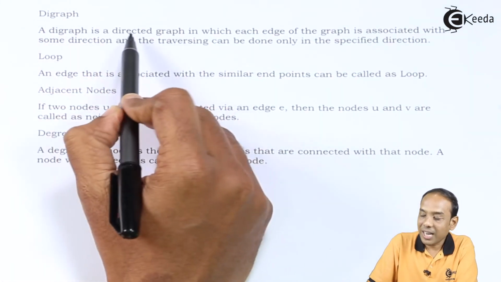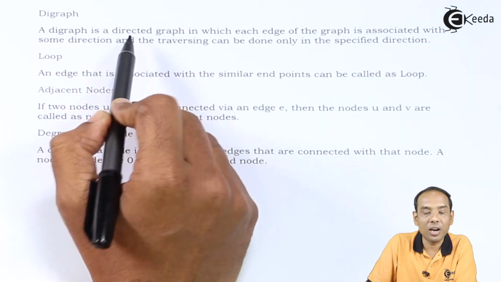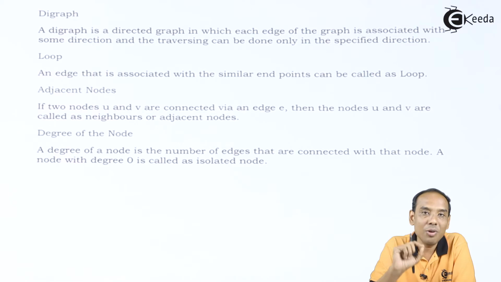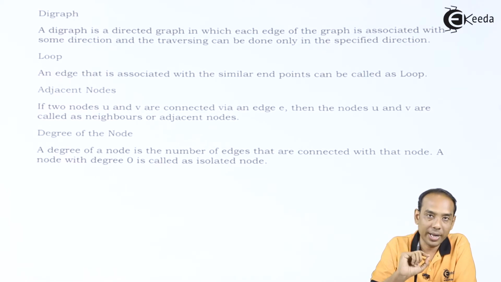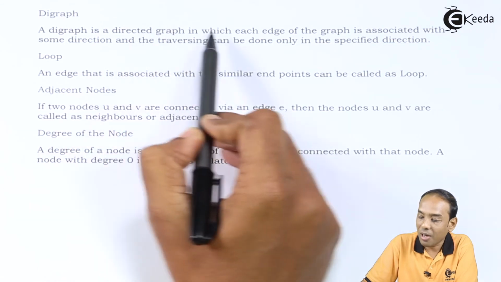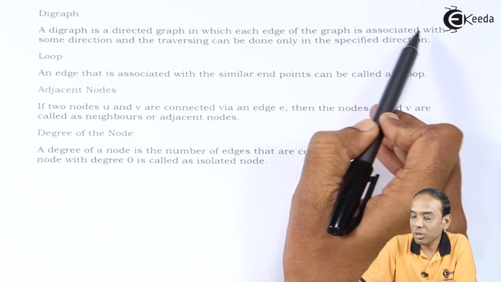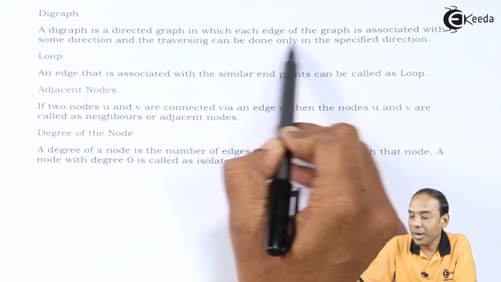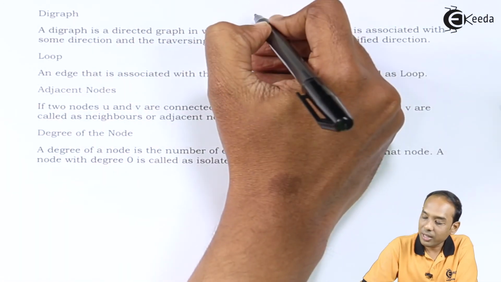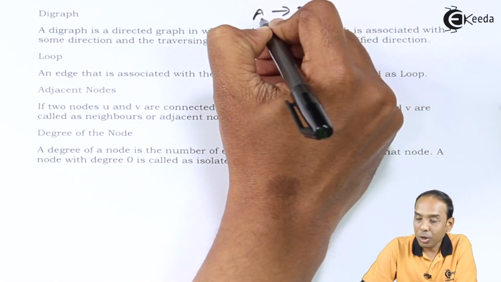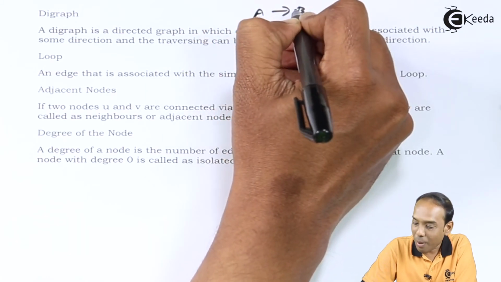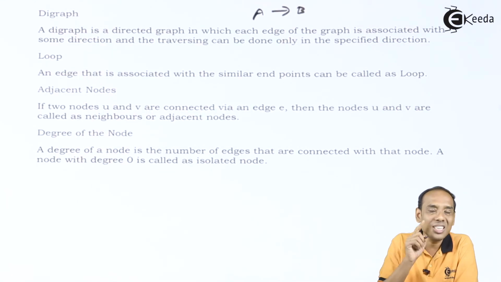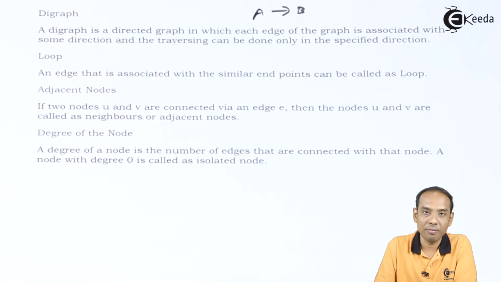Digraph. A digraph is a directed graph. So it is very important to have the directed graph. You must remember, in a directed graph, we always have a direction for traveling from one vertex to another vertex. So a digraph is a directed graph in which each edge is associated with some direction, and the traversing, that is how to travel from one vertex to another, can be done only in a specific direction. Let us take an example. I travel from A to B. So I need to have the direction from A to B. I cannot travel back from B to A since there is no edge directed at A. It is very important. This kind of graph is called a digraph.